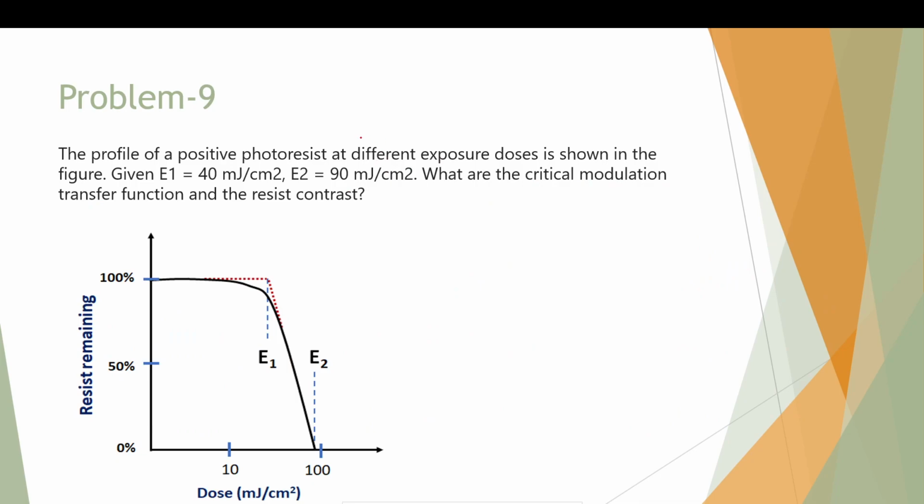The profile of a positive photoresist at different exposure doses is shown in the figure. Yeah, a similar problem we did last time also, right? What are the critical modulation transfer function and the resist contrast? So first of all, what is modulation transfer function? Modulation transfer function is nothing but the image contrast that we see for a projection based, or even for a proximity based litho system.